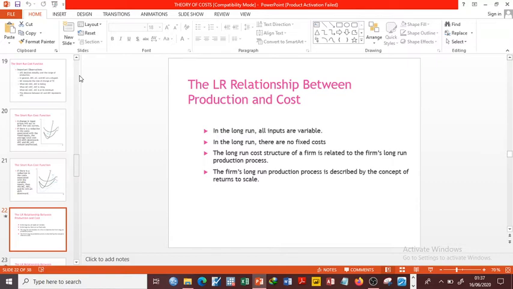And the farm's long run production process is described by the concept of returns to scale. We are going to look at what we mean by returns to scale, but important for us to note is that returns to scale are experienced in the long run period of the farm.